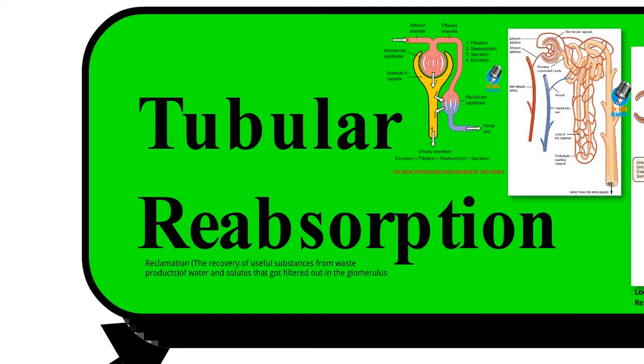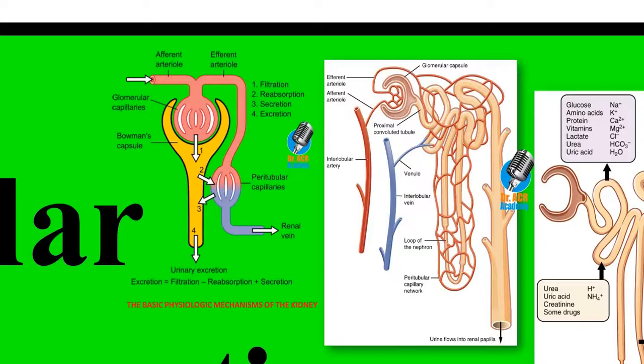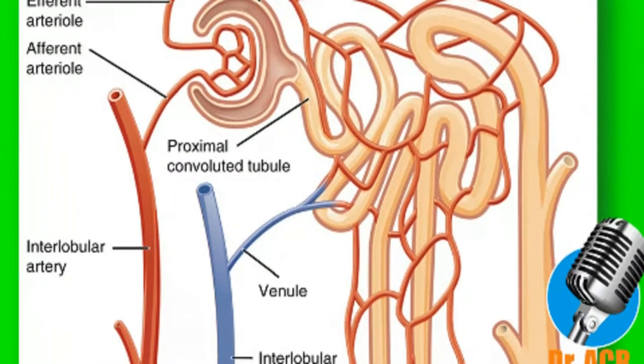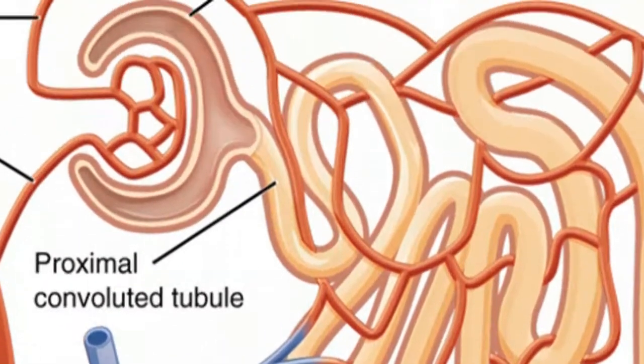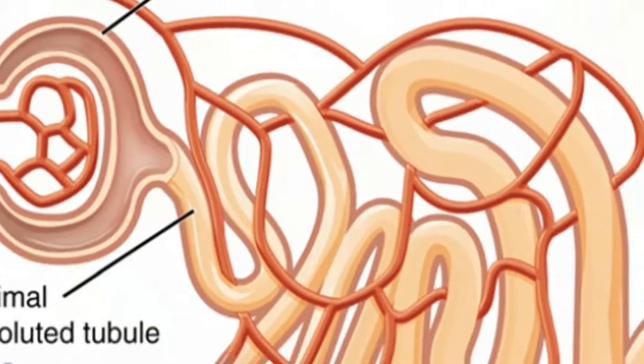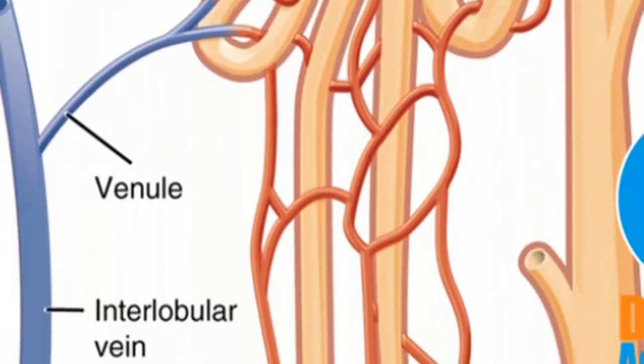The second stage, tubular reabsorption, and the third stage, tubular secretion, are mainly related to the peritubular capillaries present in the case of the nephron. The peritubular network is formed by the efferent arteriole. This efferent arteriole forms a network of blood capillaries around the nephron.